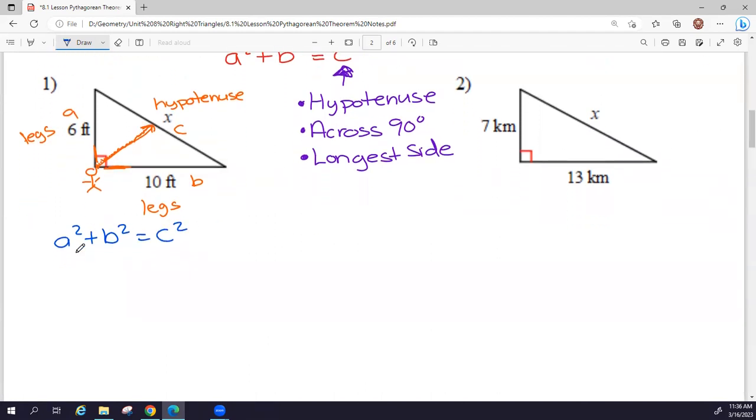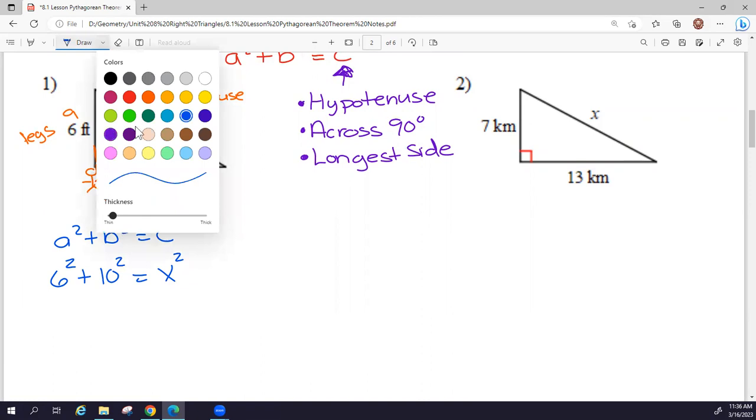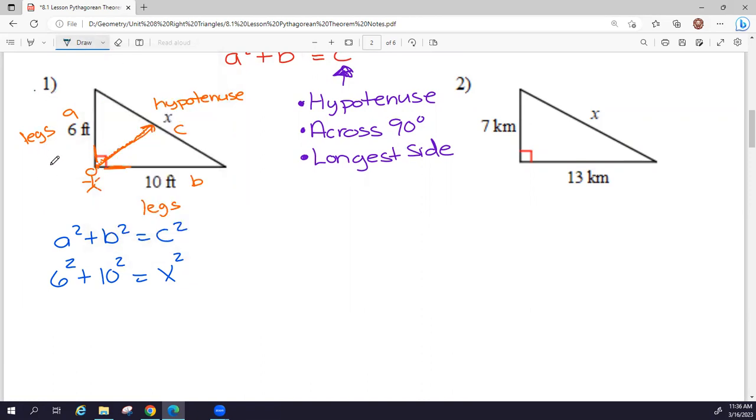And let's plug in what we know. I labeled A to be 6, so I'm going to do 6 squared. I labeled B to be 10, so I'm going to do 10 squared. And I labeled C, which is X, so we have X squared. Another easy place to make a mistake is to forget these exponents. We are squaring all of these lengths, and we can't forget to do that, or else we will end up finding a wrong answer.